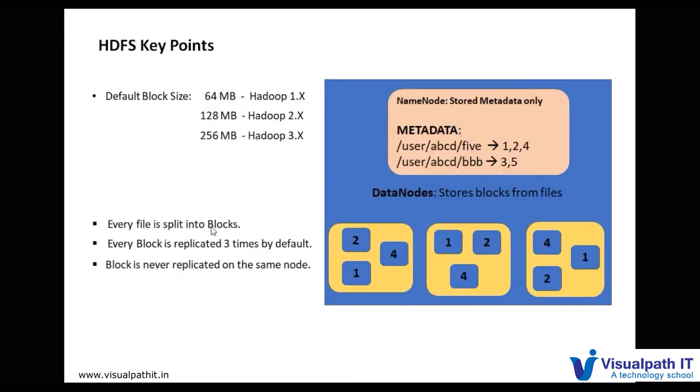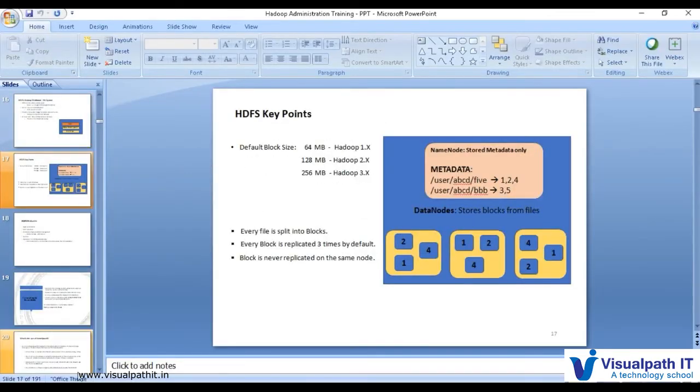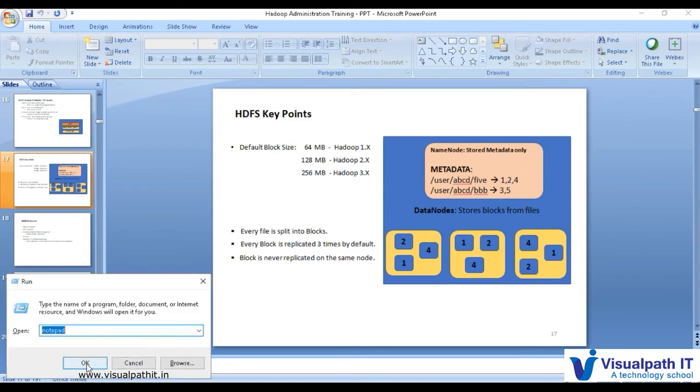Okay. So what are the key points of Hadoop? We have just discussed. The default block size is 64 MB if you are using a Hadoop 1x environment, and if you are using Hadoop 2x, it is 128 MB block size, and if you are using Hadoop 3x onwards, it will be 256 MB. What is 1x, 2x, 3x? Okay, so let me take it.